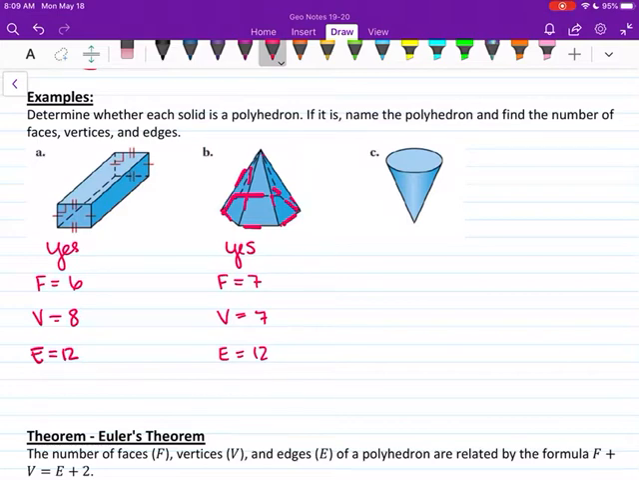And then my last one, is it a polyhedron? No. Why? Because a circle here is not a polygon, so it is not a polyhedron.